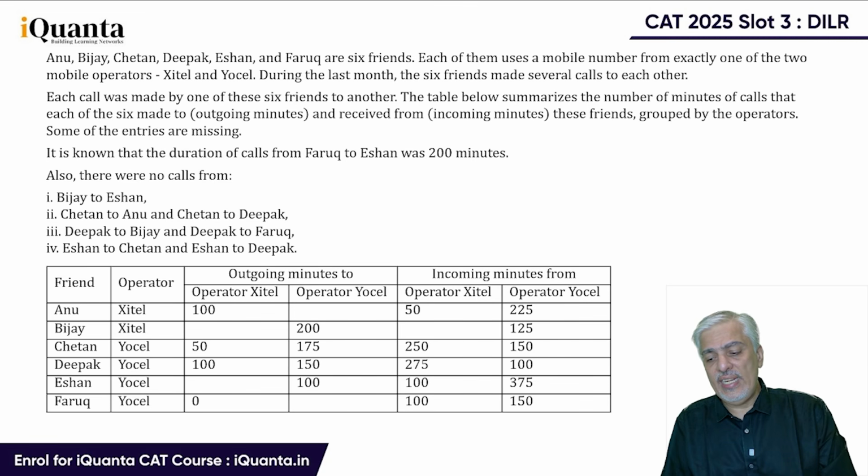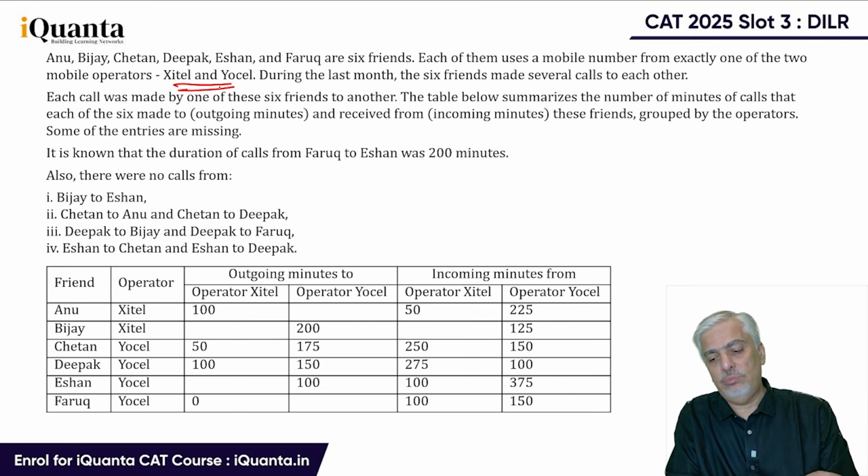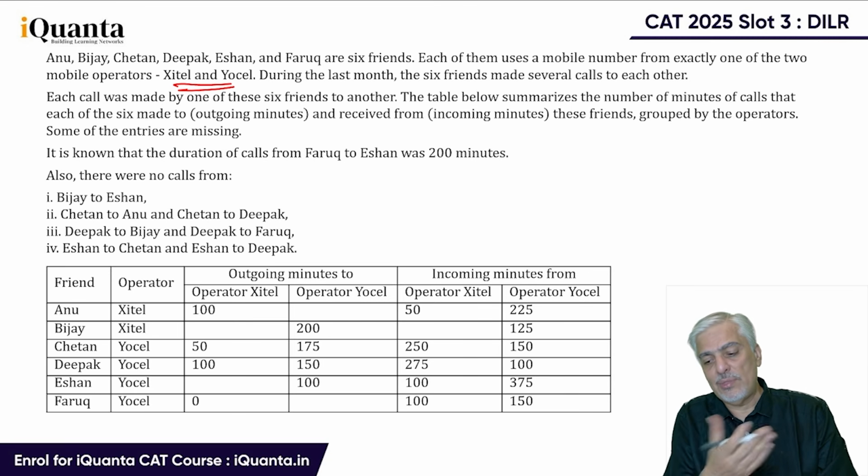A, B, C, D, E, F are 6 friends. So A to F are 6 friends. Each of them uses a mobile number from exactly one of the two mobile operators, X or Y. So there are two mobile operators, X and Y. Some of them are using mobile from X and some of them are using Y.